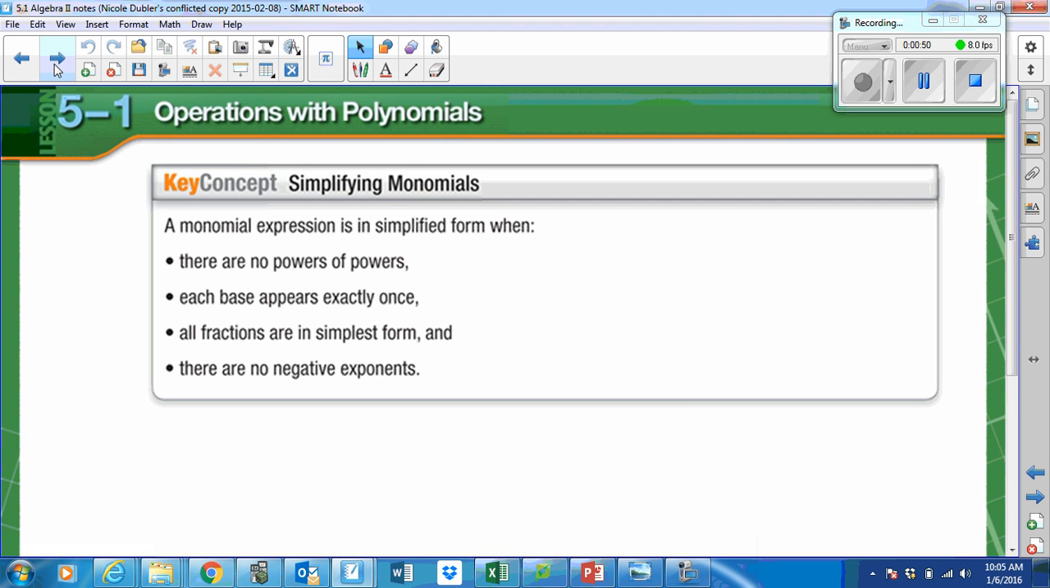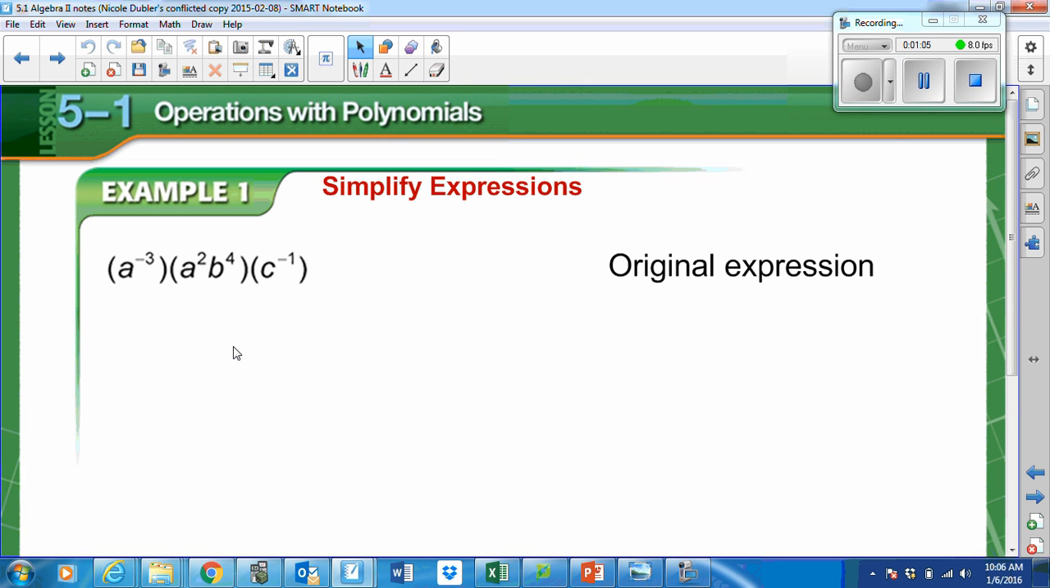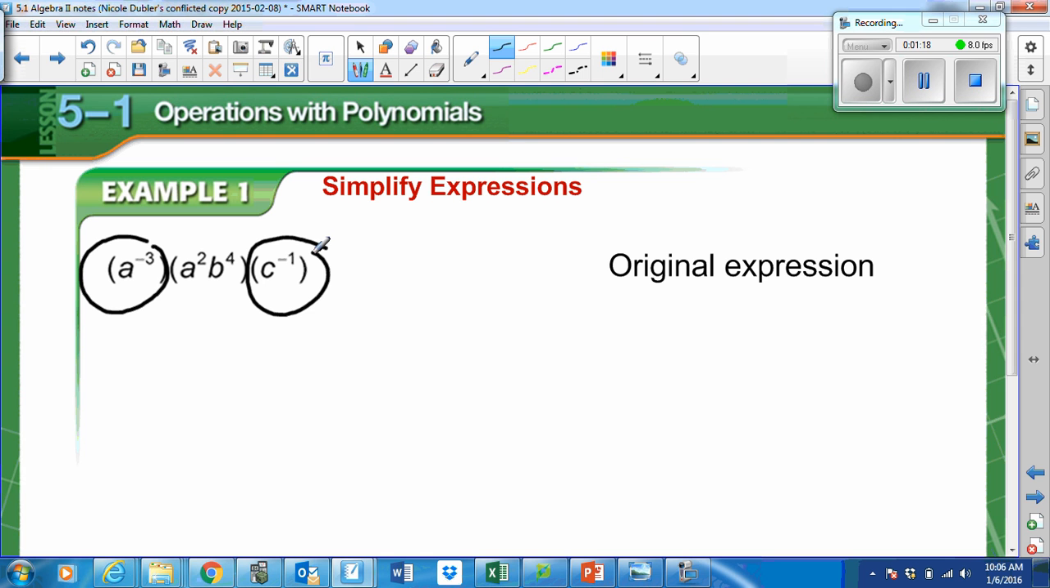So, simplifying monomials: there are no powers of powers, and each base appears exactly once. All fractions are in simplest form, and there are no negative exponents when a monomial is completely simplified. So in this case, let's turn this into a fraction because we have negative exponents. We're going to take the negative exponent with this and the negative exponent with this. That negative exponent causes it to move from the numerator to the denominator or the denominator to the numerator in order to make that exponent positive.